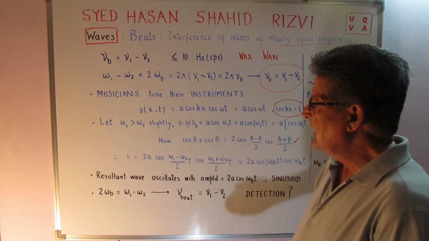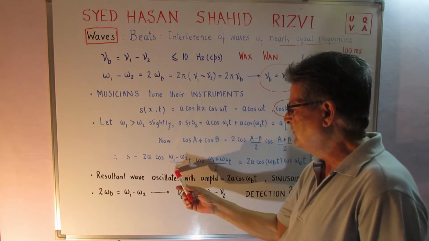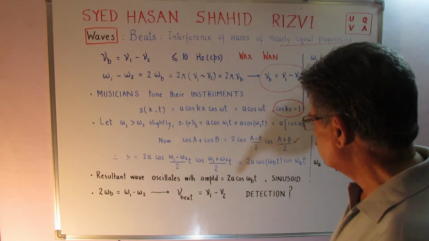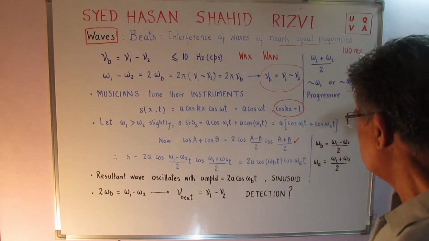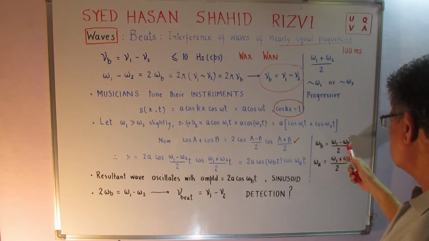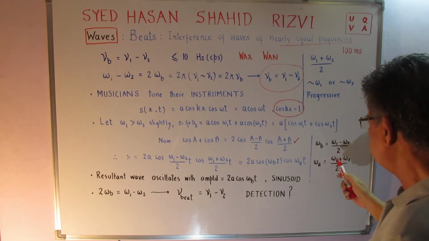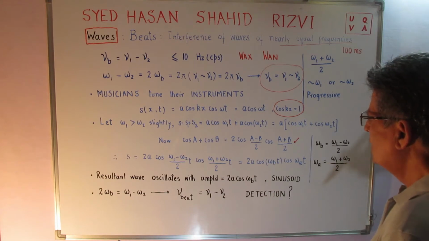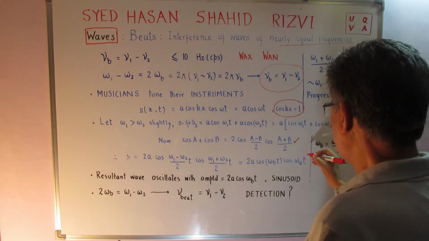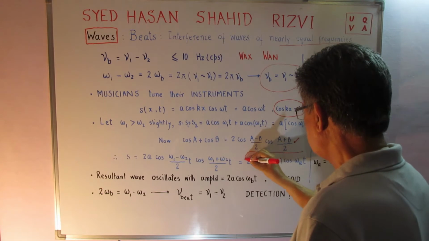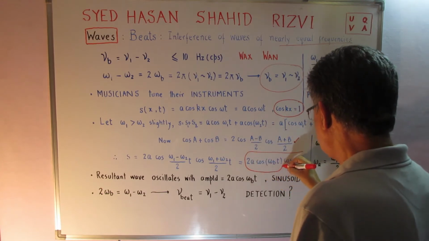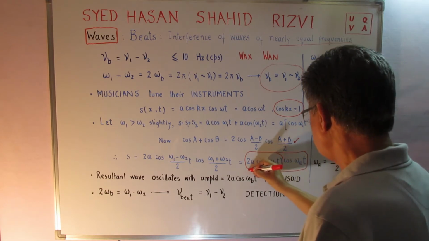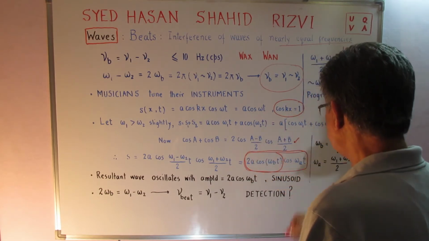This value is very small and this value is large enough. I can write omega b equal to (omega 1 minus omega 2) by 2 and omega a as (omega 1 plus omega 2) divided by 2. So I write the equation like this.